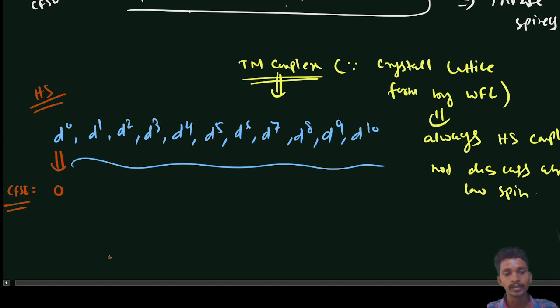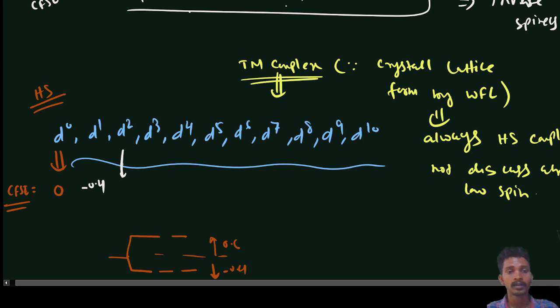Okay, because here we multiply by 0.6, and here we multiply by minus 0.4. For d0 there is no electron, so that is 0. For the next case we multiply by minus 0.4, so it goes to minus 0.4, then minus 0.8, then minus 1.2, and then one more electron will enter here. This is the case of d4, so 0.6 will add.